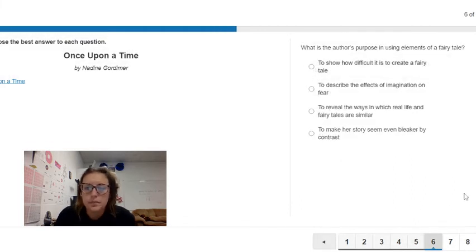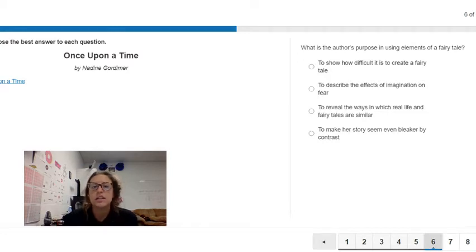All right. What is the author's purpose in using elements of a fairy tale? Okay. So she's using elements of the fairy tale in her story about how it's hard to write one, right? To show how difficult it is to create a fairy tale, to describe the effects of imagination on fear, to reveal the ways in which real life and fairy tales are similar, or to make her story seem even bleaker by contrast. All right. This one, I would say, was one of the more difficult questions.